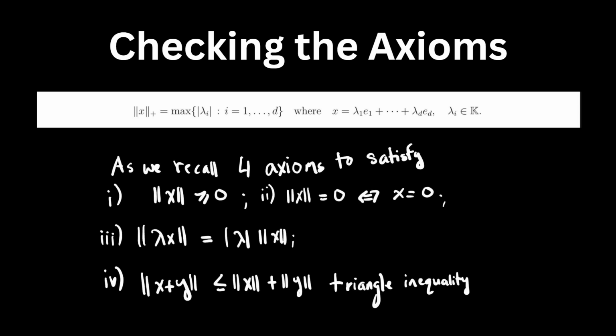Our goal is to prove that the norm we are given is actually valid by checking that it satisfies the four axioms. A function is a norm if it satisfies these four properties. We're going to go and prove each property.